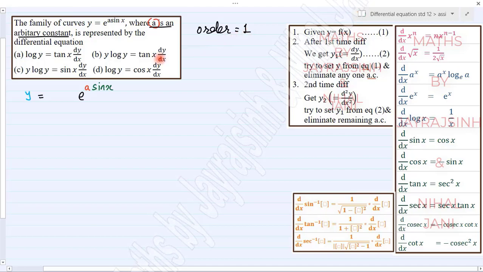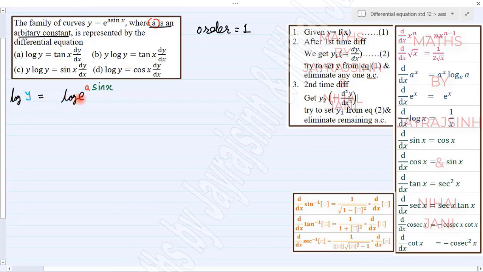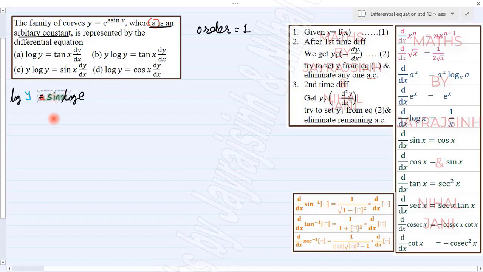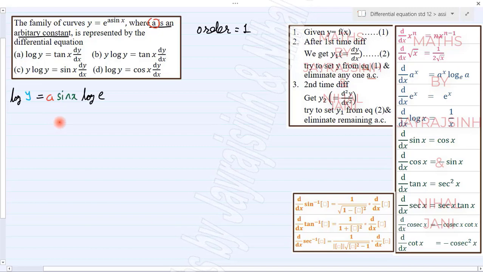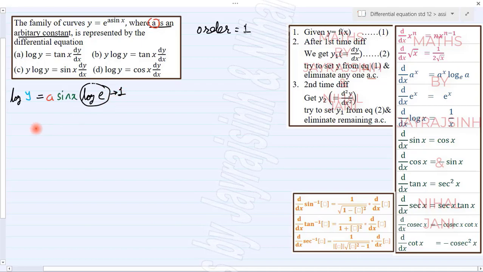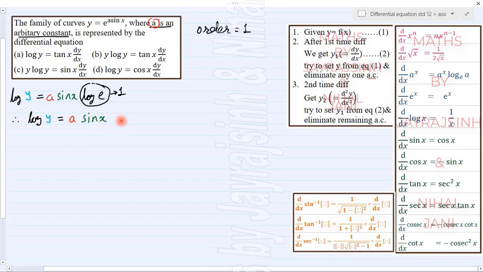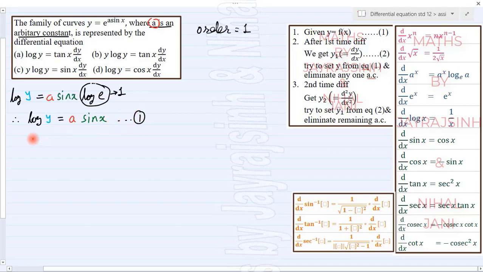Before we go for differentiation, let's simplify by taking log on both sides. So on the right hand side, this a sin x, which is in the power of e, will come in front as a multiplication of log, which will give us a sin x into log e, and we don't have to worry about this e because its value is 1. So finally we will get log y is equal to a sin x. Let's say this is equation number 1.